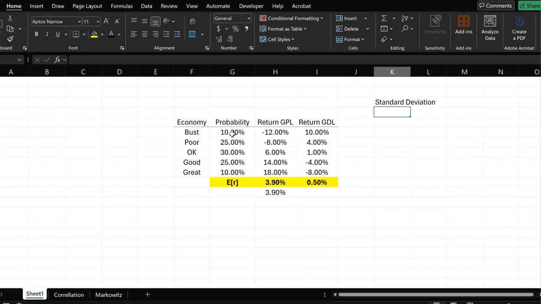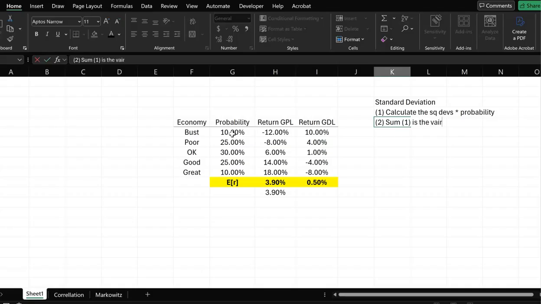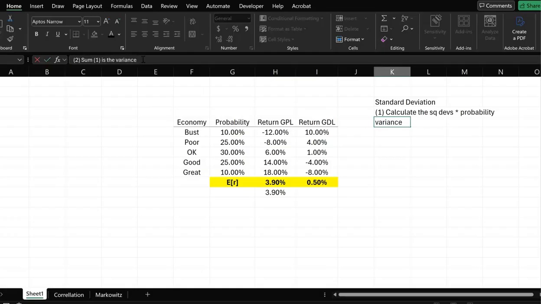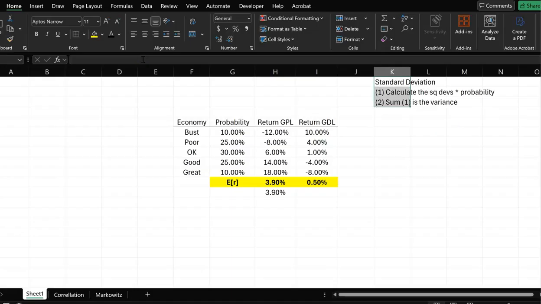The way you do that is, first, you calculate the squared deviations times the probability. I'll show you how to do that. Then the sum of the items we calculated in step one, all those squared deviations times the probability, is the variance. I don't believe I spelled variance right there, but you know what I mean. Variance. I'm going to do that in each case to calculate standard deviation.